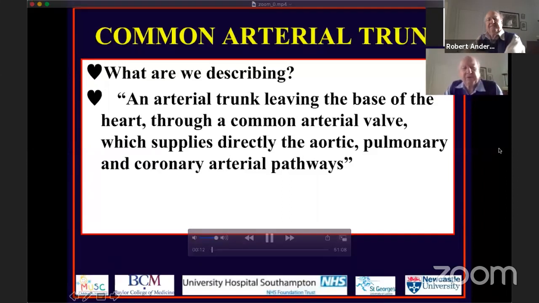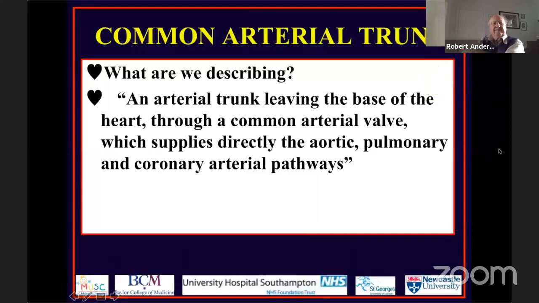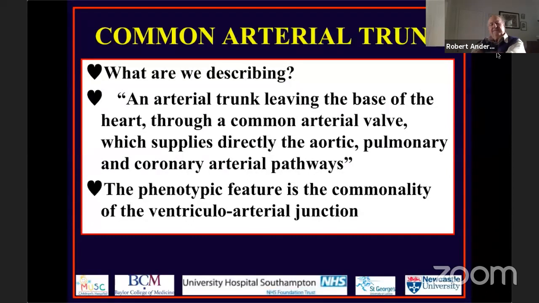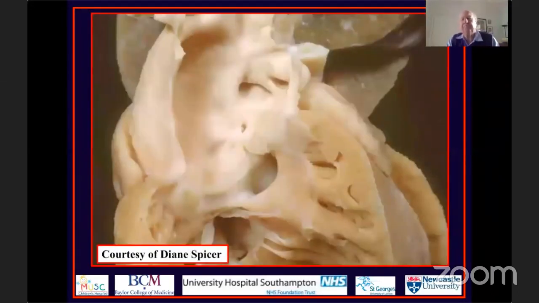So this is what we are going to discuss this afternoon. An arterial trunk leaves the base of the heart through a common arterial valve and supplies directly the aortic, pulmonary, and coronary arterial pathways. I hope I can persuade you to call this a common arterial trunk. And what I'm going to emphasize is that the phenotypic feature is the commonality of the ventriculo-arterial junction. And I hope that will become clear to you as we proceed through this classroom.